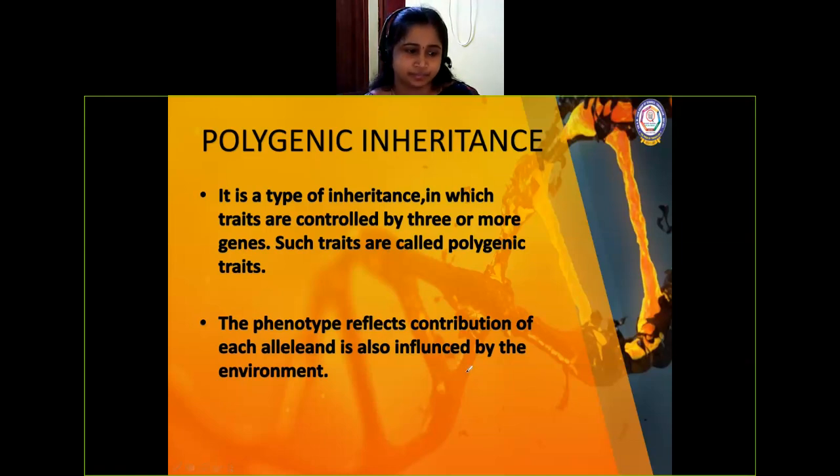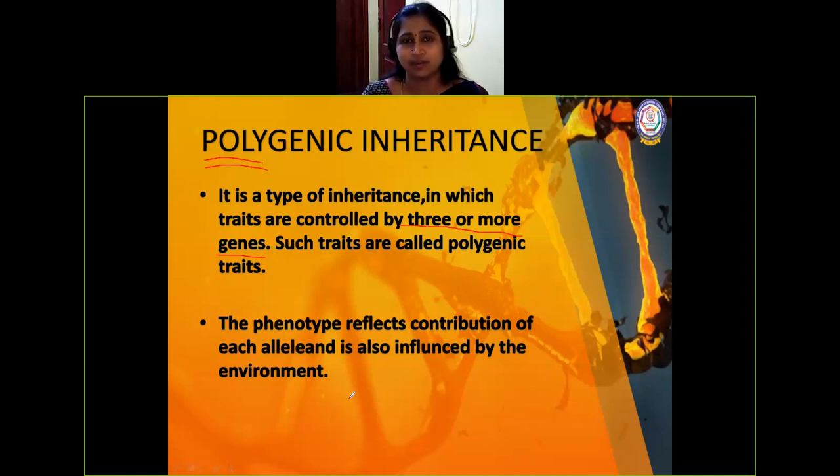Yes, it is a type of inheritance. This polygenic is a type of inheritance. Poly, keep in mind, is many, in which traits are controlled by three or more genes. Three or more genes. Where are they located? Whether they're located in the same locus or different locus. It will be in the same locus. The phenotype reflects the contribution of each allele and is also influenced by the environment. Even the environment plays a role here when it comes to skin color. UV rays also play a role here.